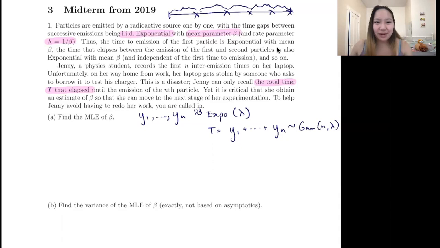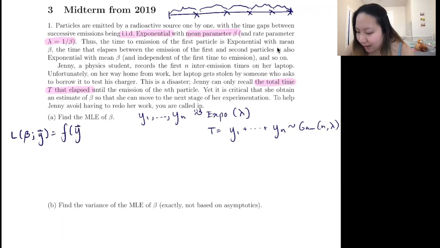Okay, so find the MLE of beta. The first thing you generally do when you see MLE is write a likelihood down. So the likelihood of beta given the data is equal to the joint PDF of Y. But instead, we don't actually know the full data set. We want to do this all in terms of what we know. So right now our data is t. So this is going to be the PDF of t given beta.